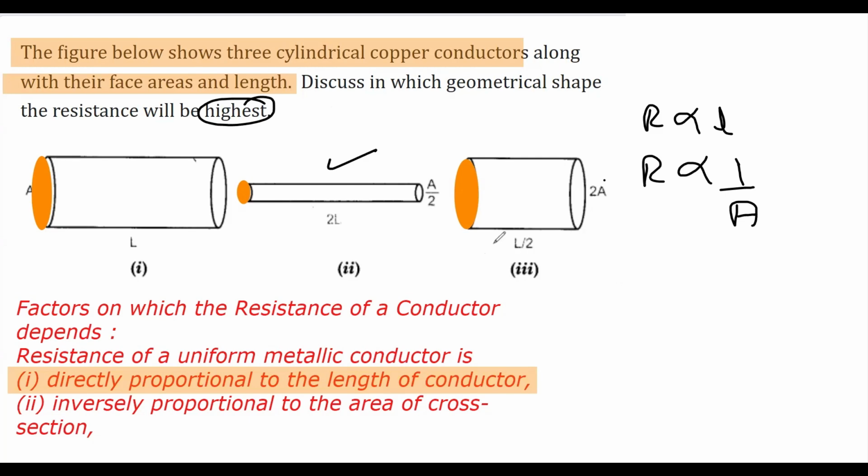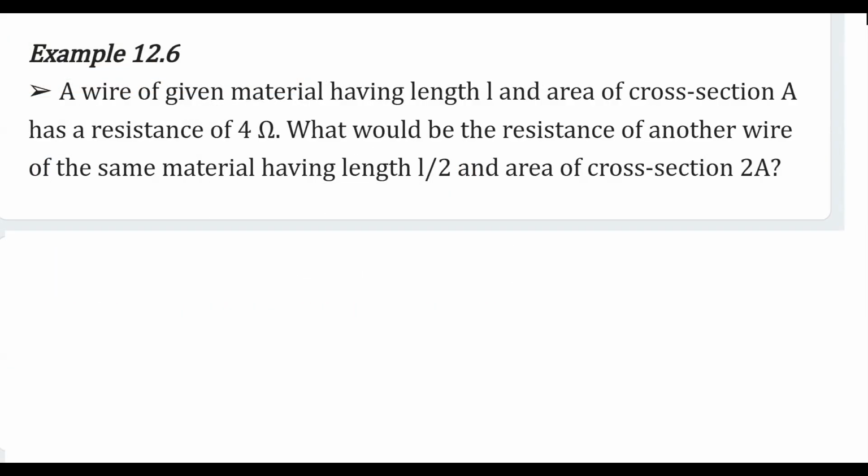Anyway, if I write X, Y, Z as the wires here, then I can see that the highest resistance will be in case of Y and the lowest in this case. So if I have to arrange them in ascending order, I'll say the wire with the lowest resistance will be Z, then X, and then Y. That's how we will do this question.